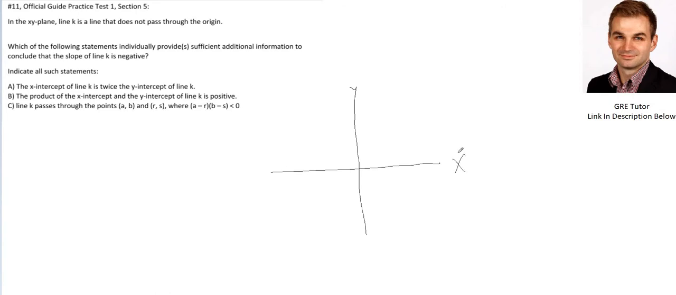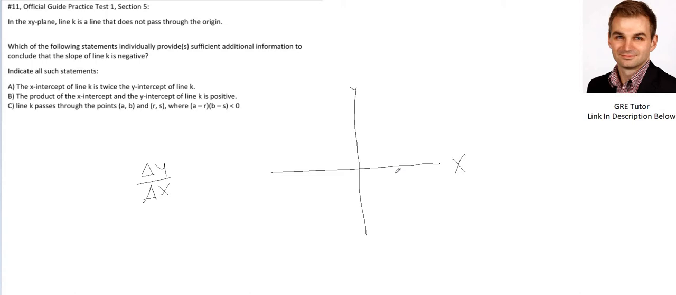Now it says, which of the following statements individually, so by itself, provides sufficient additional information to conclude that the slope of line K is negative. So we need to make sure that the slope is negative. That's the change in y over the change in x has got to be negative, or it's got to be something where it's going down. That's the whole idea. Something like this. Alright, so that's what we're looking for. Could be anywhere, could be less drastic, more drastic, but we want to make sure it's going down of some sort. Alright, so let's look at A.